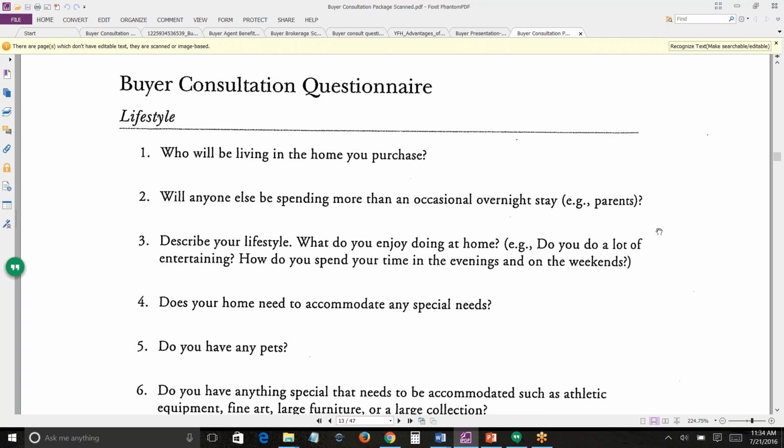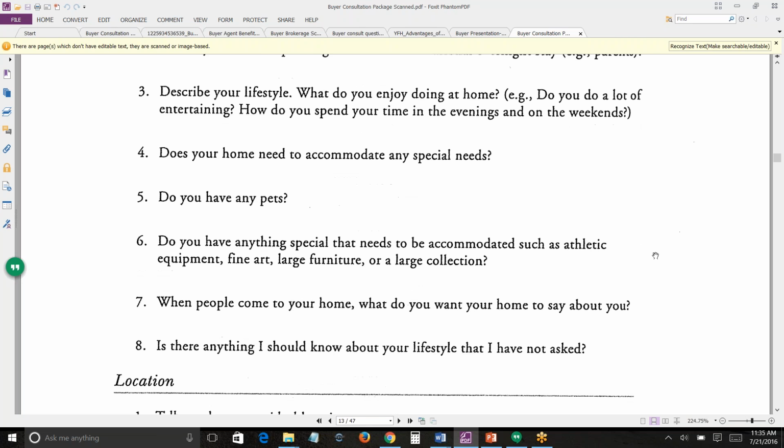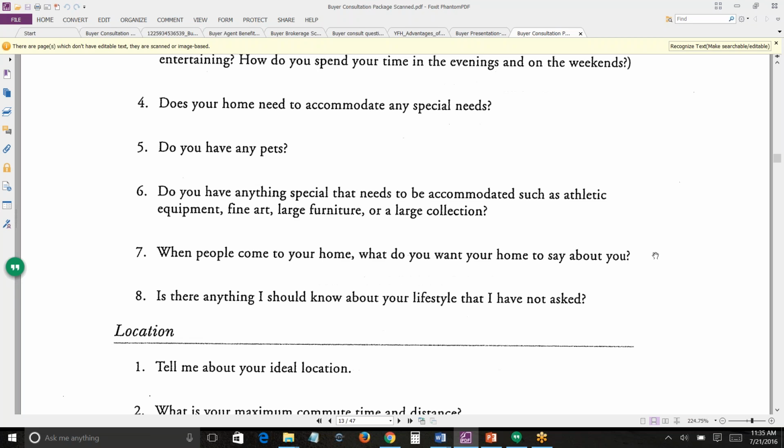So, buyer consultation questionnaire. I'm using this because I actually like this format. The other one looks fancier. It's basically the same questions. Who will be living in the home you purchase? Will anyone else be spending more than an occasional overnight stay? Would that have an effect on what we're looking for? Describe your lifestyle. What do you enjoy doing at home? Do you do a lot of entertaining? How do you spend your time in the evenings and the weekends? Does your home need to accommodate any special needs? Do you have any pets? Is there anything I should know about your lifestyle that I have not asked?